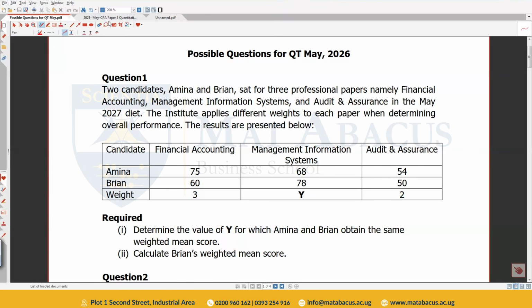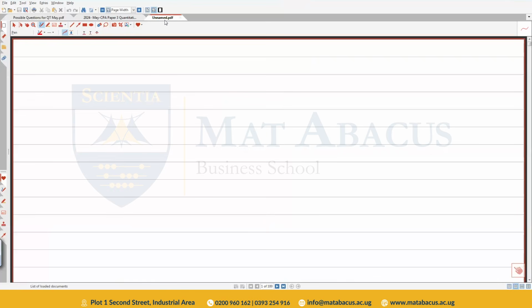Now, if you look at such a number, the examiner is mentioning 2 things. The examiner is giving you already a computed mean. All right, he's giving you already something computed. If not computed already, he is giving you tips on how to work around the number. So they are telling you there are candidates, Amina and Brian, and they sat for 3 papers.